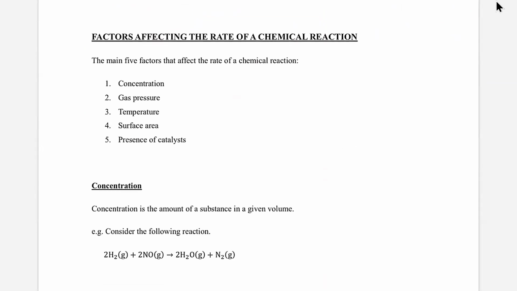Now, factors affecting the rate of chemical reaction. There are 5, which we already discussed, and now we are going to go through them individually. Concentration, gas pressure, temperature, surface area, presence of catalyst. All of these things will be tested in the exam.